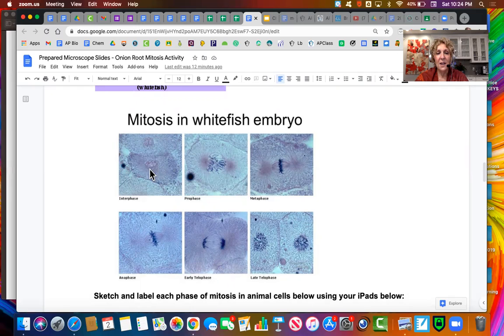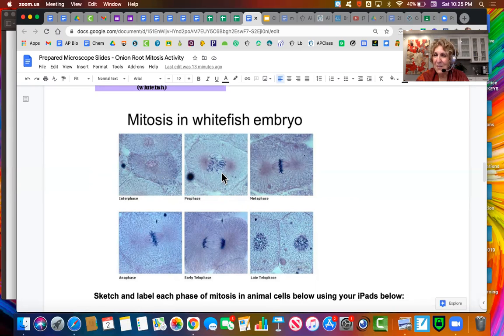So I can tell this cell, here's one cell here and one cell here. This cell is in interphase. How do I know that? Because I can see the nucleus that's very well defined. Here's another nucleus right here. And I don't see the chromosomes, okay? So most of the time the chromosomes are invisible.